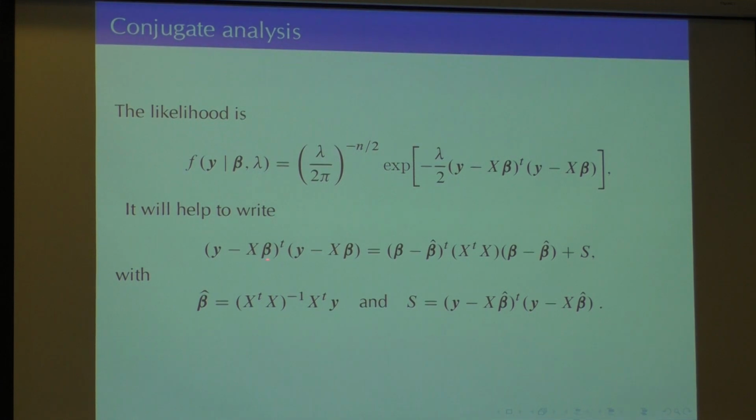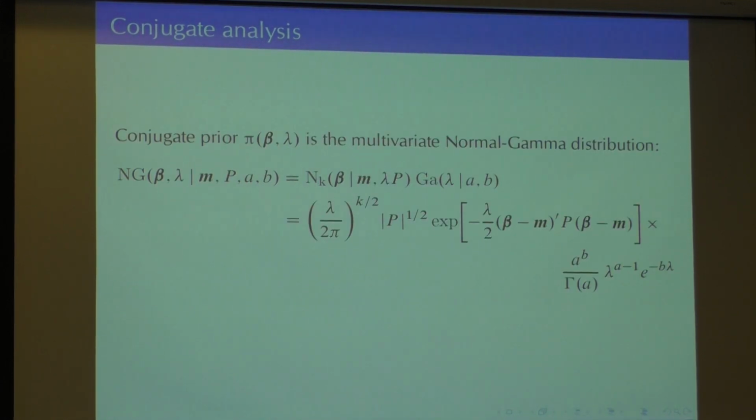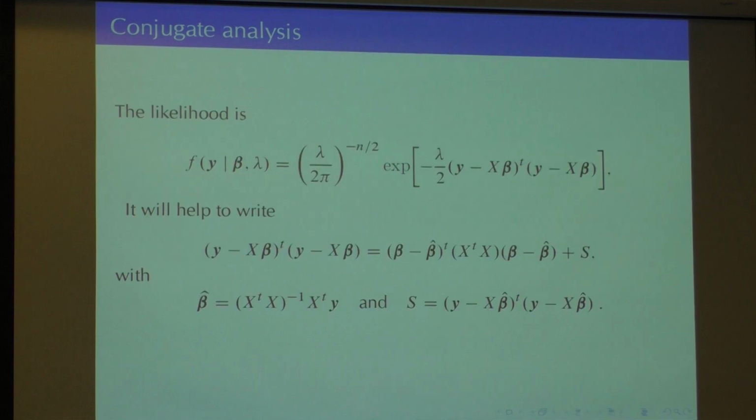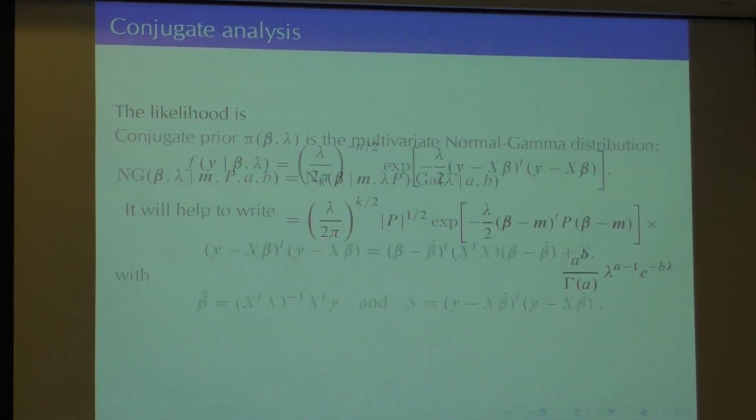So if you look at the likelihood once we write down the term in the exponent like that, if we plug that in, that will look like a normal gamma, but now a multivariate normal and a gamma. Okay? What that means is that if we use a conjugate prior, so if we use a normal gamma prior, that will be conjugate.